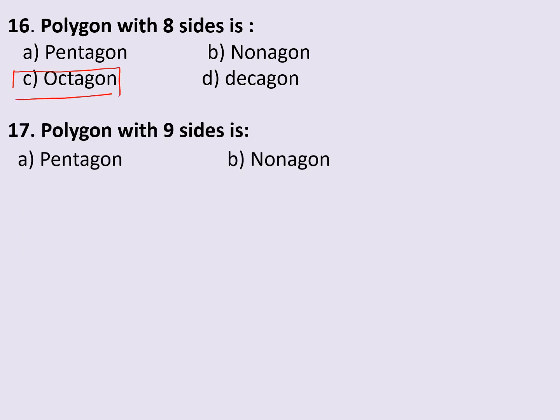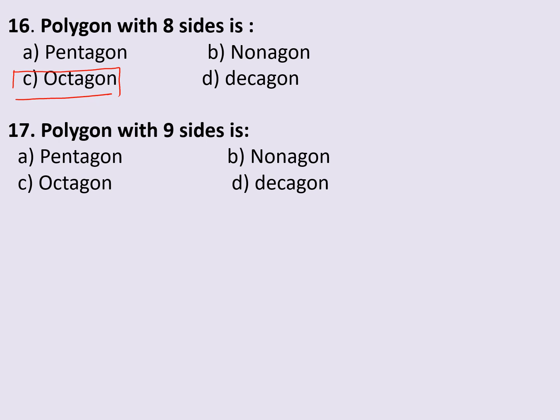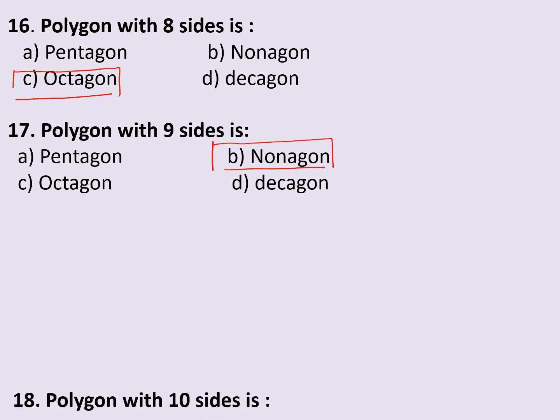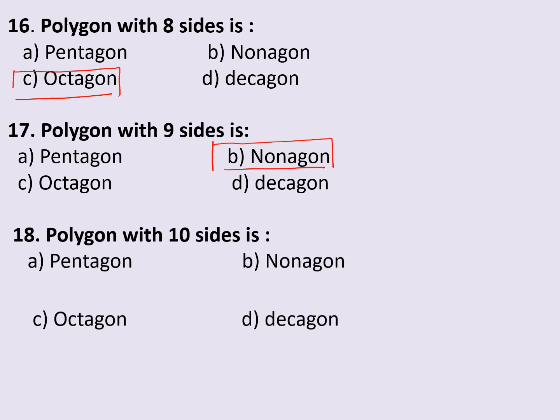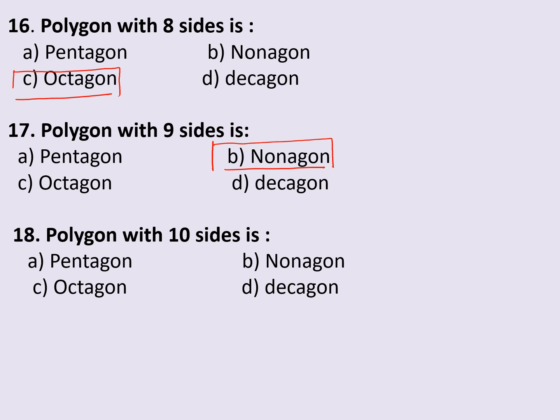Now moving to the next one. The next is polygon with 9 sides. So the polygon which has 9 sides is called the nonagon. So B will be the right option here. Now moving to the next, 18. The polygon with 10 sides. The polygon which has 10 sides is called the decagon. So D will be the right option here.